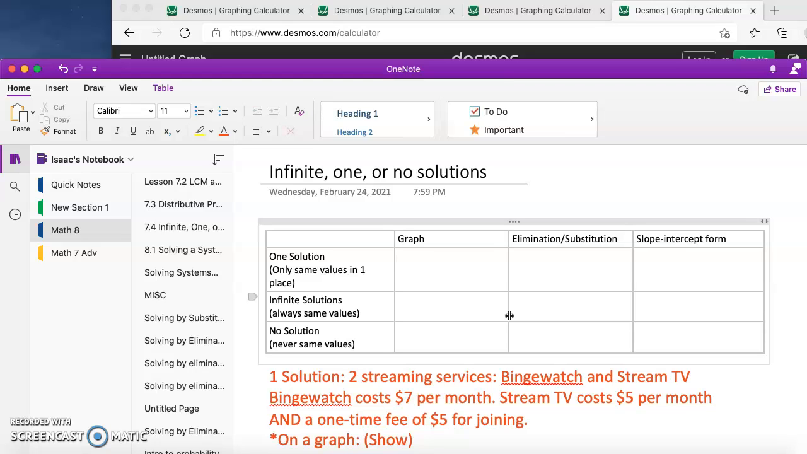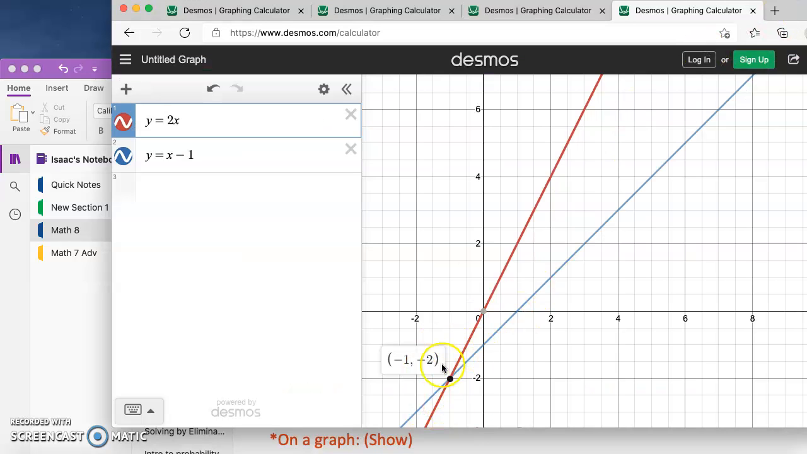Okay, cool. So first we're going to talk about how we can tell on a graph right away that there's one solution to a system. Well, it's pretty simple. Those two lines only cross at one point. That's like this one we just saw right here.